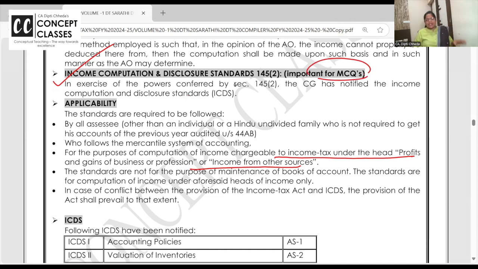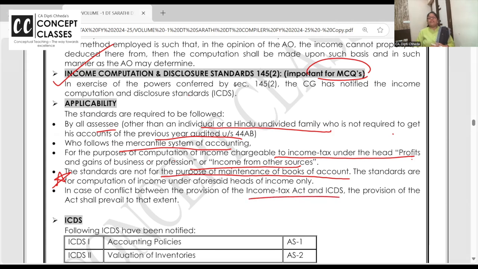Yeah. ICDS are standards which are applicable to all the SSEs. In case of individual and HUF, it is applicable if their books of accounts are audited. If they follow mercantile system, it's applicable to compute business income as well as other sources. The standards are not for the purpose of books of accounts. The standards are for computation of income under the aforesaid heads of income only. So nice. ICDS has got nothing to do with your books of accounts. ICDS are used only to compute your income. And if there is a conflict, okay, Income Tax Act is applicable or ICDS is applicable और दोनों में conflict है, तो which one will prevail? Obviously, Income Tax Act.